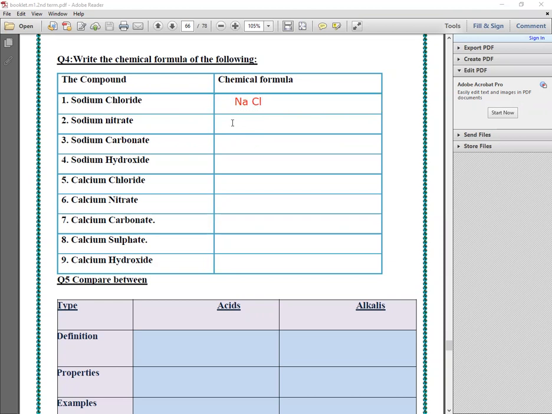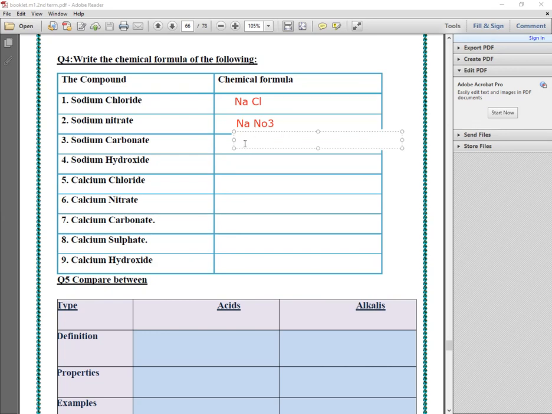Number 2, sodium nitrate. The symbol of sodium is Na, and nitrate is NO3. The valency of the sodium is monovalent, and the valency of the nitrate is monovalent. So I don't write the valency because this is 1 and the nitrate is also 1. So the chemical formula of sodium nitrate is NaNO3.